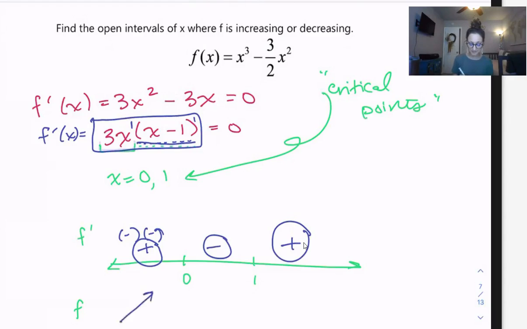All right, so now if f prime is positive, we said earlier, if the slope is positive, then f is increasing, right? So f must be increasing from negative infinity to 0. Now here from 0 to 1, f prime is negative, so f must be decreasing there. And from 1 to infinity, f prime is positive, so f must be increasing there. Okay, let's take a look at the graph and see how we did.